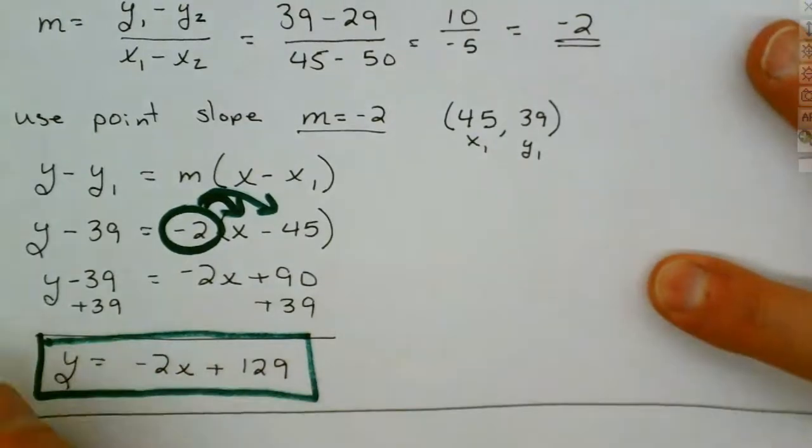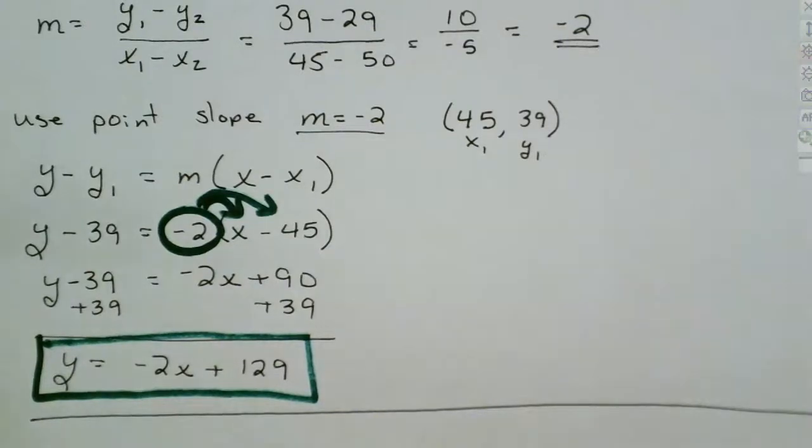Question 9 is almost the same. Instead of miles per hour and gallons of gas used, miles per gallon, question 9 is snakes on area of land. So snakes and acres. But it's done the same way. You set up your variables, you get your ordered pairs, you find your slope, get it in slope-intercept form.